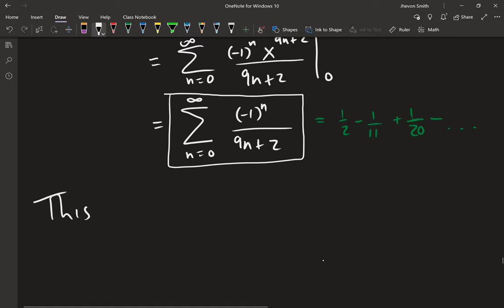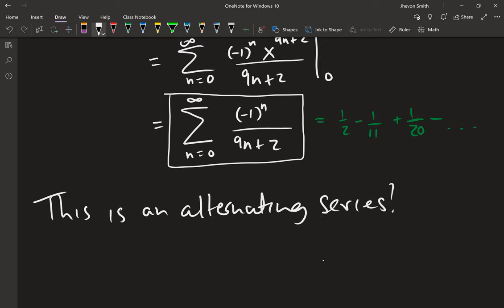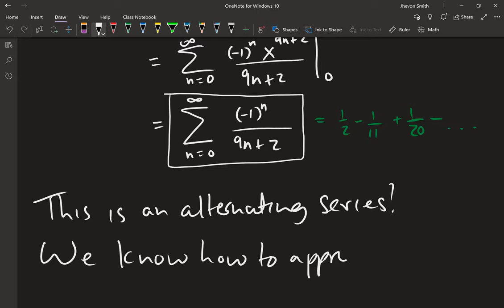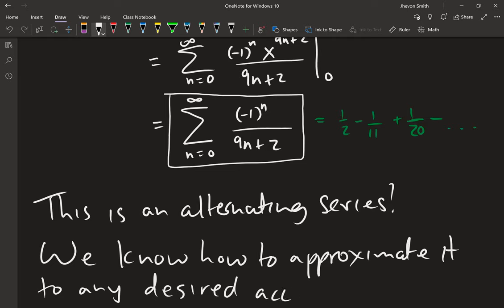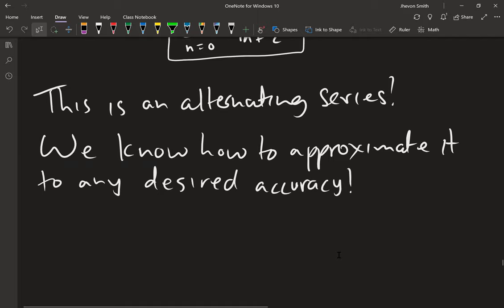This is an alternating series, though. We know how to approximate it to any desired accuracy. So in fact, with a little bit of patience, I could figure out what Symbolab could not. I can do this by hand.